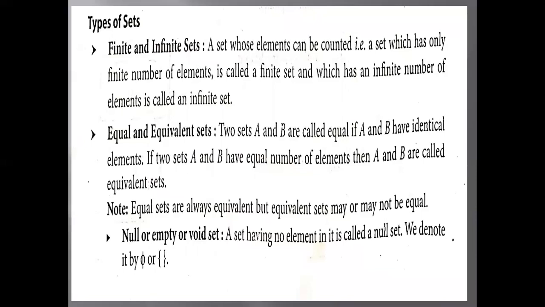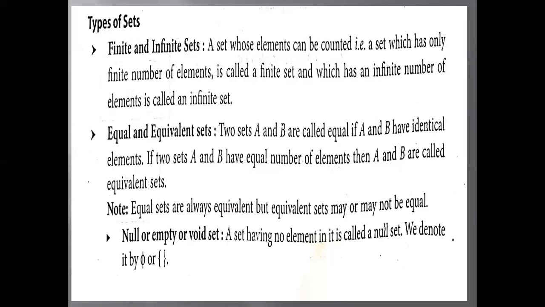Next is equal and equivalent sets. Two sets A and B are said to be equal if A and B have identical elements, meaning whatever elements are present in A, the same elements should be present in B, irrespective of their order. But for equivalent sets, the number of elements of the first set should be equal to the number of elements of the second set. It is not necessary that the elements present in the sets be the same. So equal sets are always equivalent, but equivalent sets may or may not be equal. This is a very important note which we need to remember.